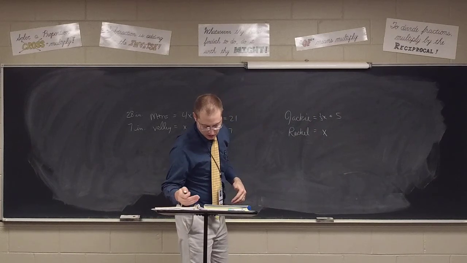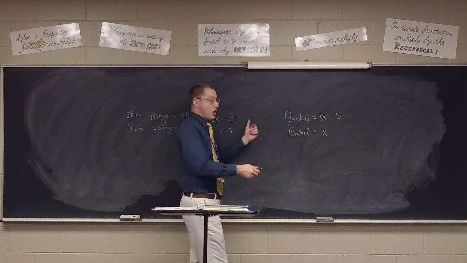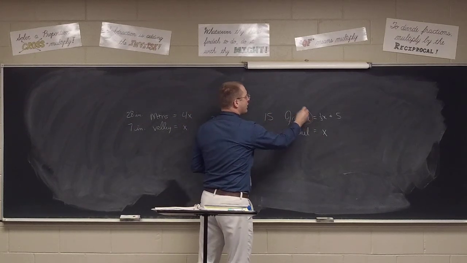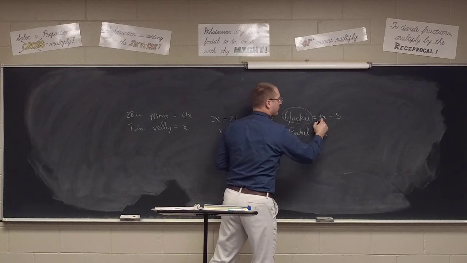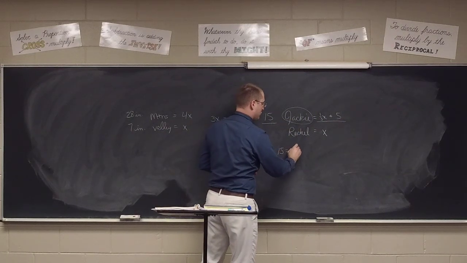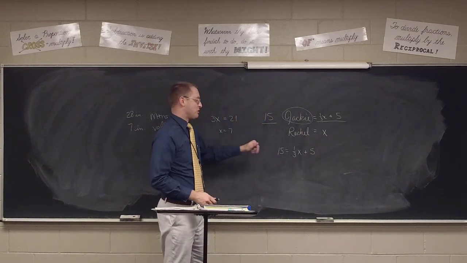But then it comes out and says Jackie takes 15 minutes. So Jackie's not really an unknown. Jackie's just 15. And since we have one unknown represented 2 different ways, our equation will simply be those 2 ways equal to each other. It's been a little while since we've seen one like this. Hopefully that's a good refresher for you.